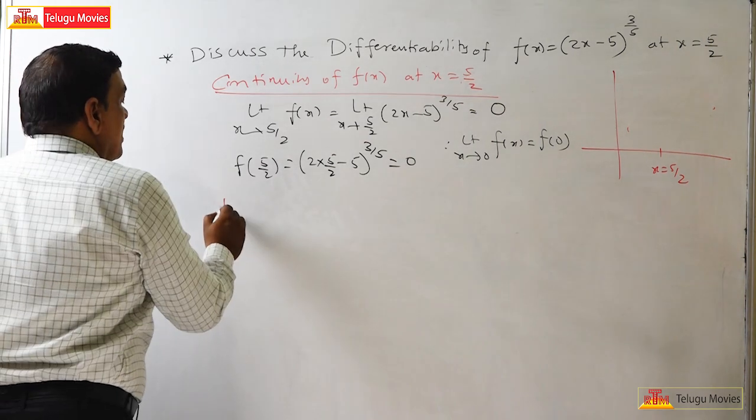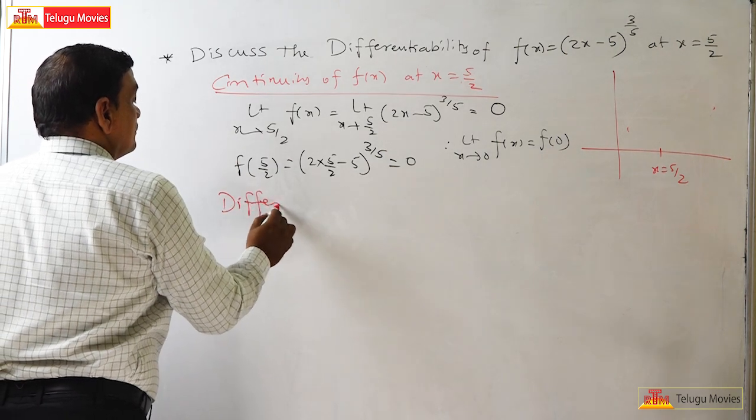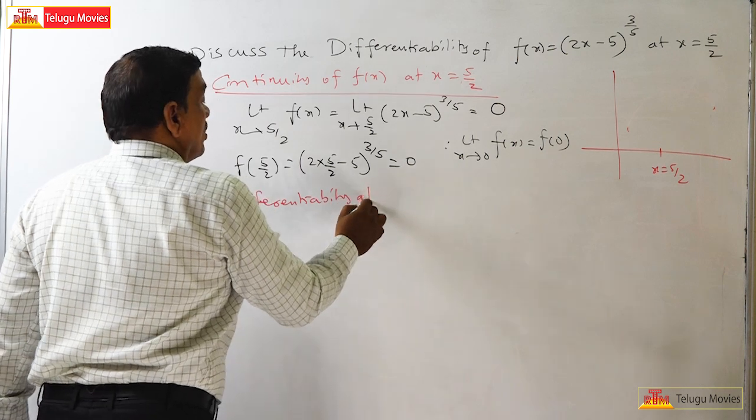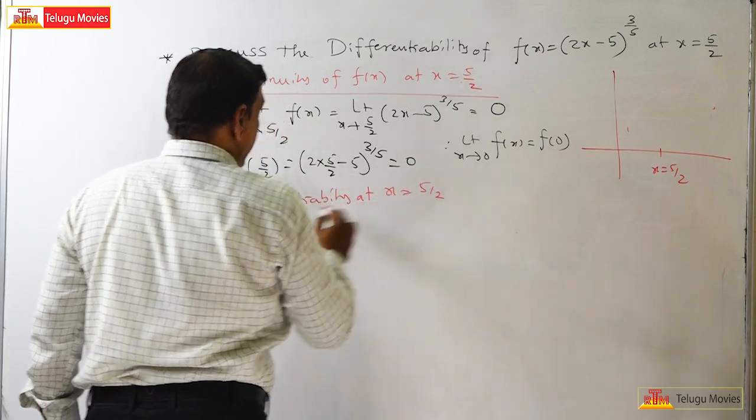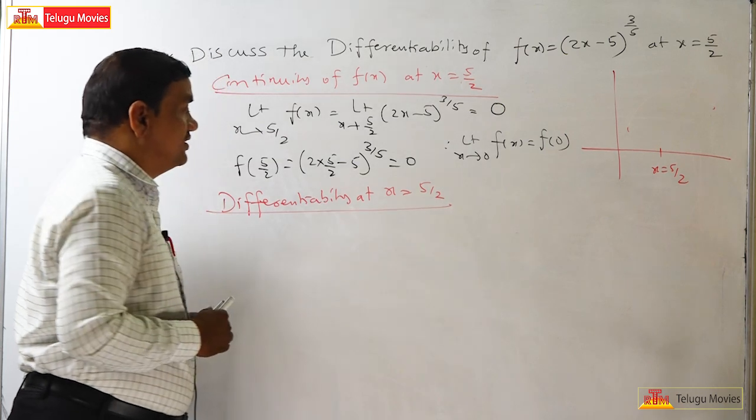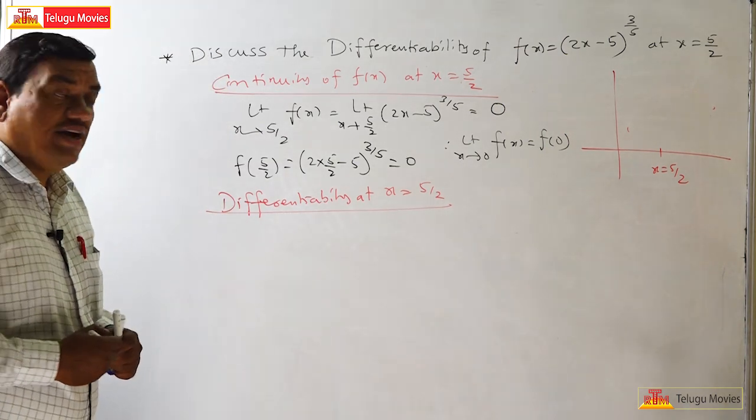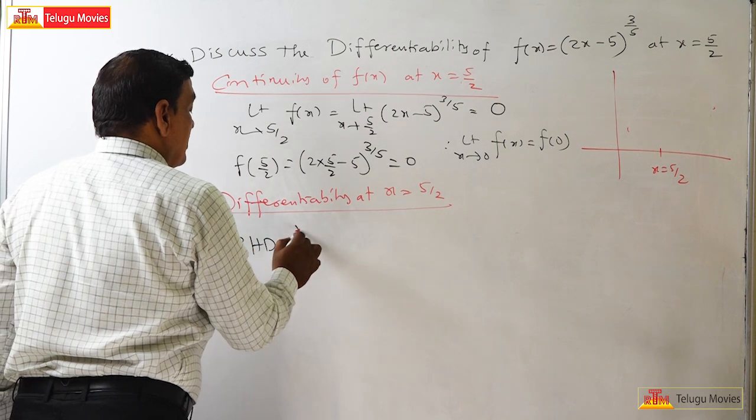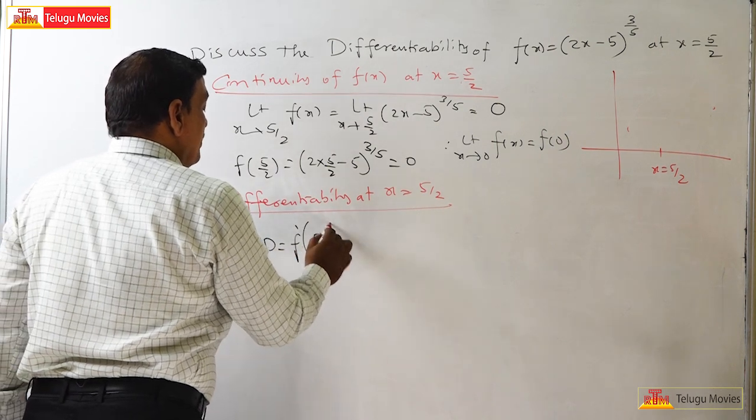Let us check the differentiability. That means, are we able to draw a tangent at x is equal to 5 by 2. Differentiability at x is equal to 5 by 2. Let us find out the right hand side derivative, that means f dash of 5 by 2 plus.